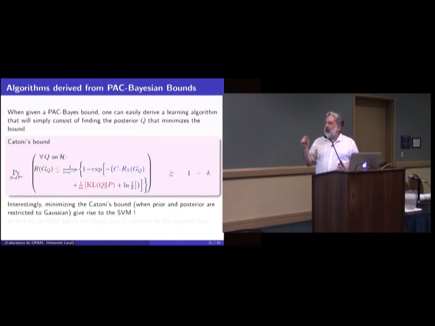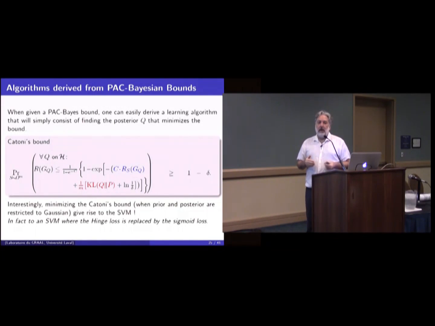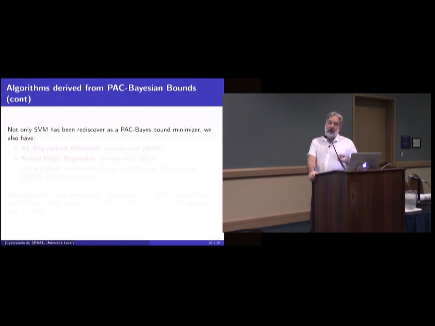And what is interesting is that if you restrict your prior and your posterior to be isotropic Gaussians, then you end up with exactly the support vector machine algorithm. So you rediscover SVM using that. In fact, it's not exactly SVM. You have to replace the hinge loss by the sigmoid loss. But otherwise, it's about the same algorithm. So PAC-Bayes gives another justification to this nice algorithm that is SVM. But it is not only with SVM that we can have that.